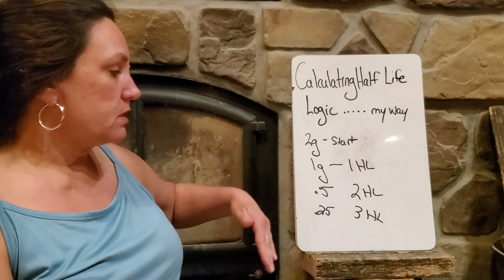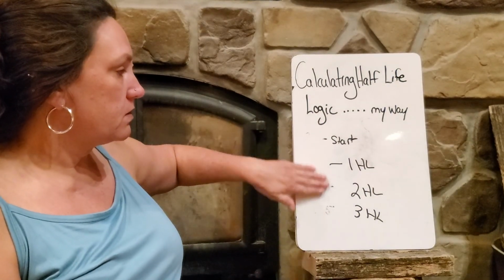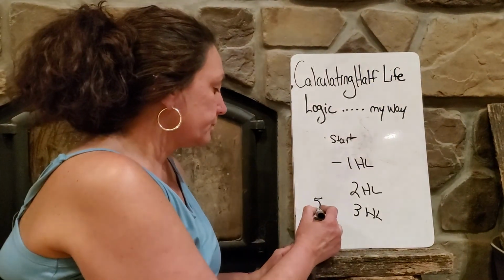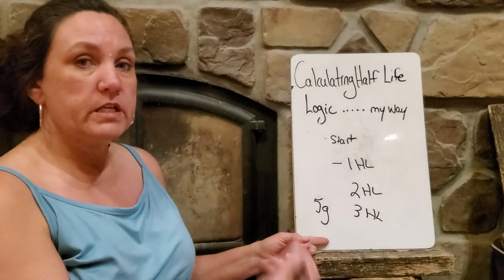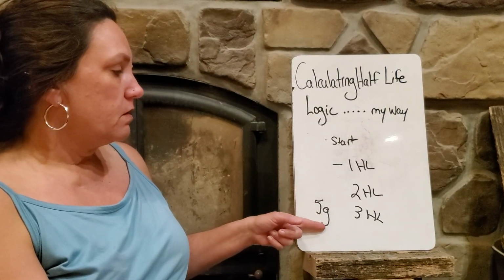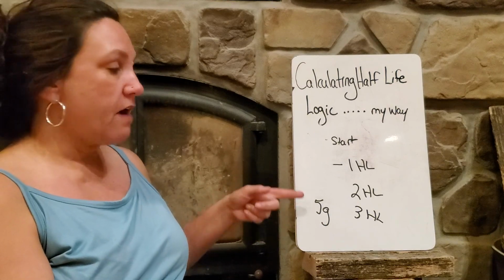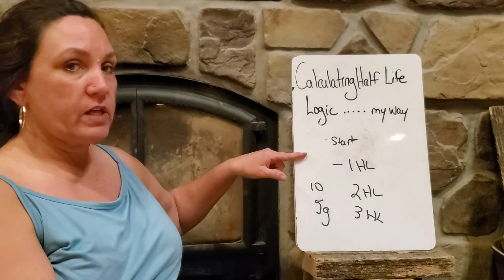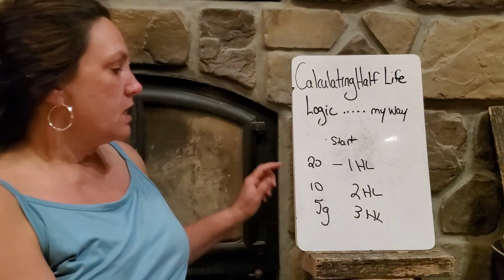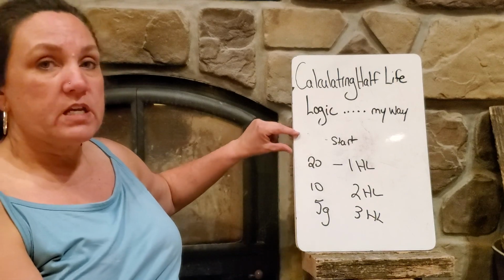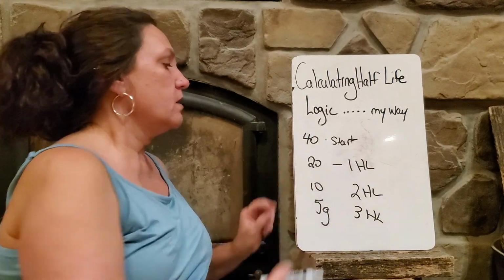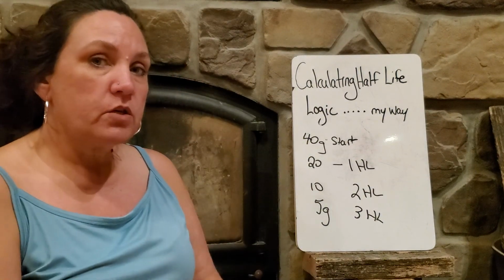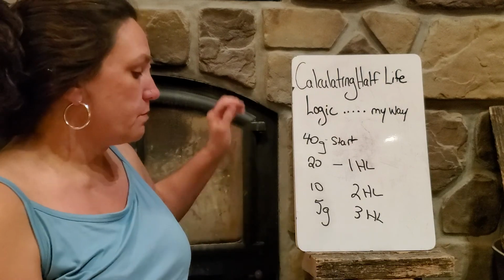So you can logic your way through those. If I know a substance has gone through 3 half-lives, and at the end of 3 half-lives there were, say, 5 grams, and it's been 3 half-lives, that's half of whatever it would have been at 2, so that would have been 10. This is half of whatever that would have been, so that would have been 20. And this is half of what the initial amount would have been, so that would have been 40 grams. So you can logic your way through the problems.